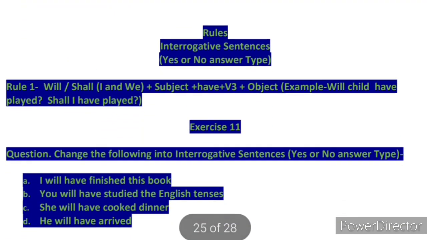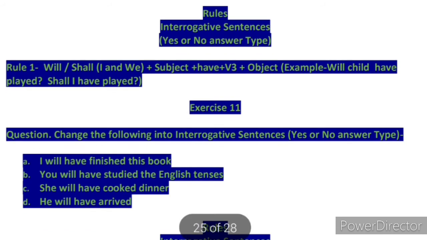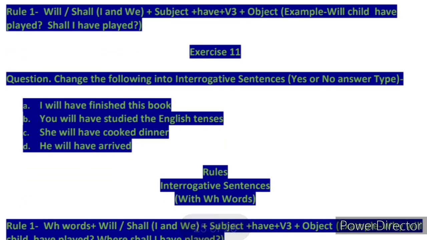Now next is rules for the interrogative sentences, yes or no answer type. So rule will be, we are supposed to add will and shall in the beginning, then subject, then have plus V3 plus object. For example, will child have played, shall I have played. Here are some examples. I will have finished this book. So answer will be, will I have finished this book.